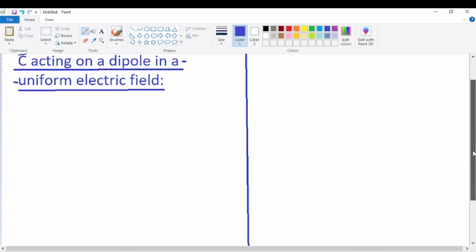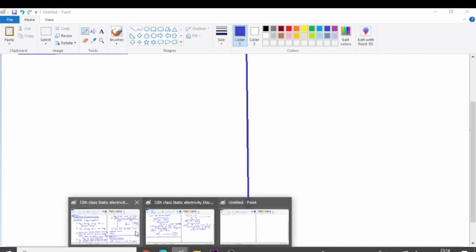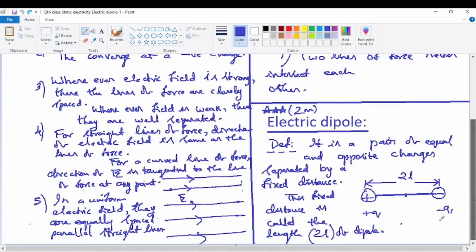This can be understood from this simple diagram. Now consider a uniform electric field. In that uniform electric field, a dipole is placed. So what is a dipole? Already we have seen a pair of equal and opposite charges. We'll just go back to the diagram we have seen earlier. This was the diagram of the electric dipole. A negative charge and a positive charge, that is a pair of equal and opposite charges separated by a fixed distance, is called an electric dipole.